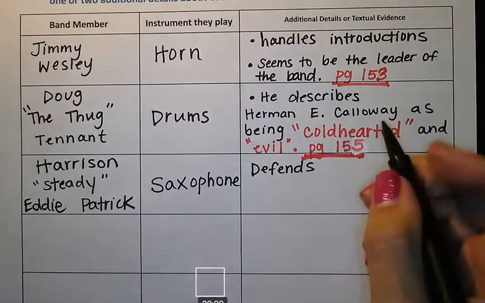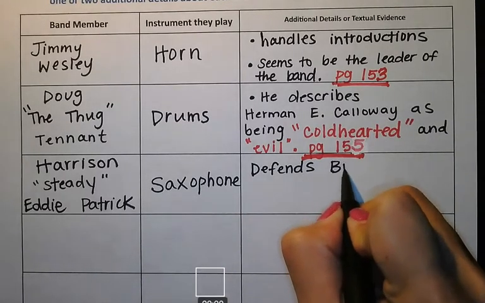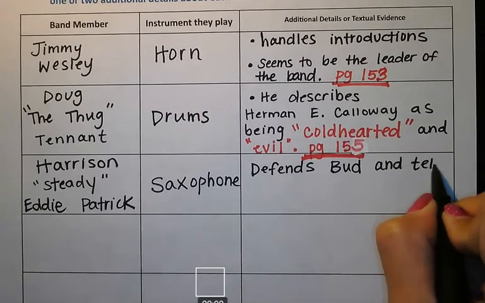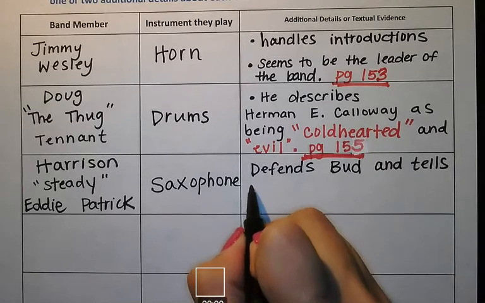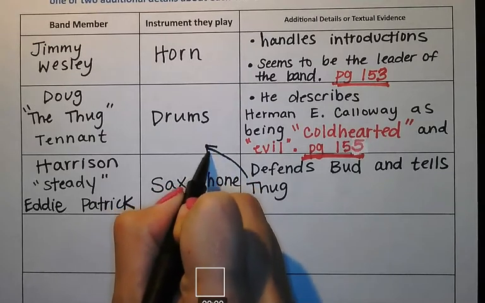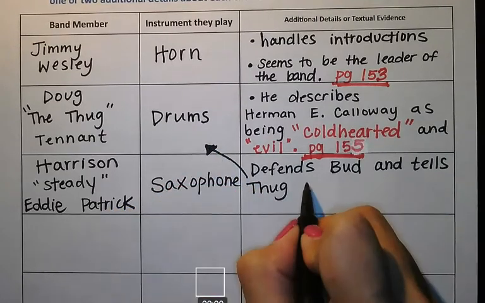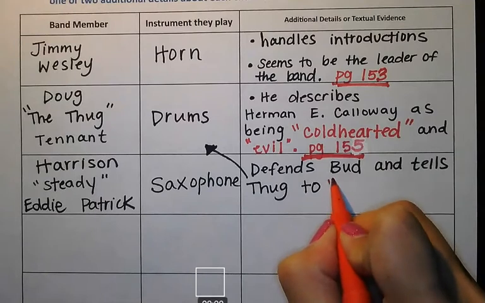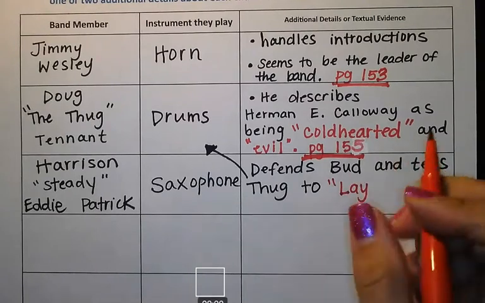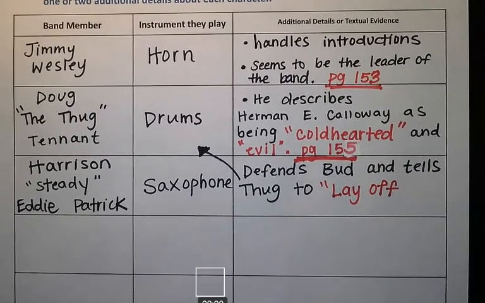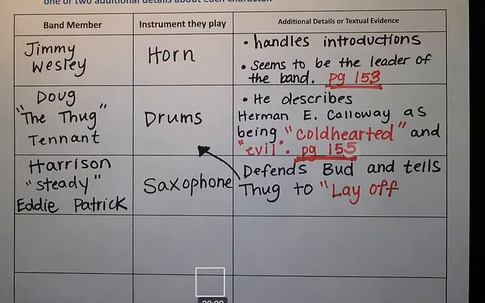So I'm going to add that detail here. Defends Bud and tells Thug, right? Thug is this character right over here. He tells him to do what? Lay off. And in the book he says the kids, right? He says the kids' chops. Lay off the kids' chops.